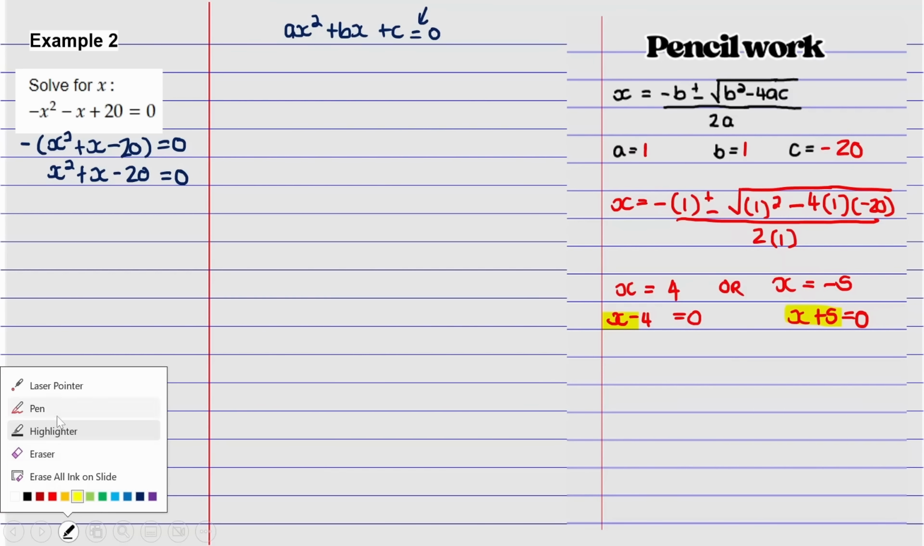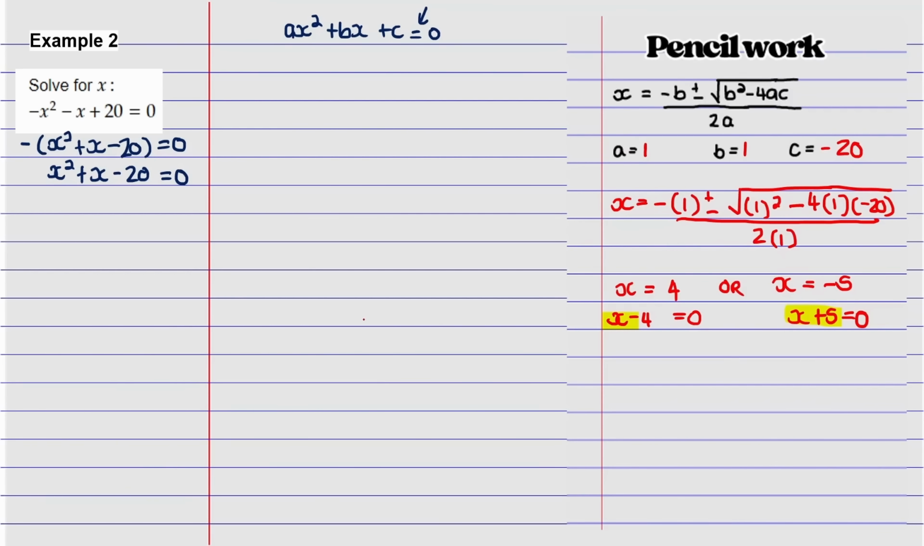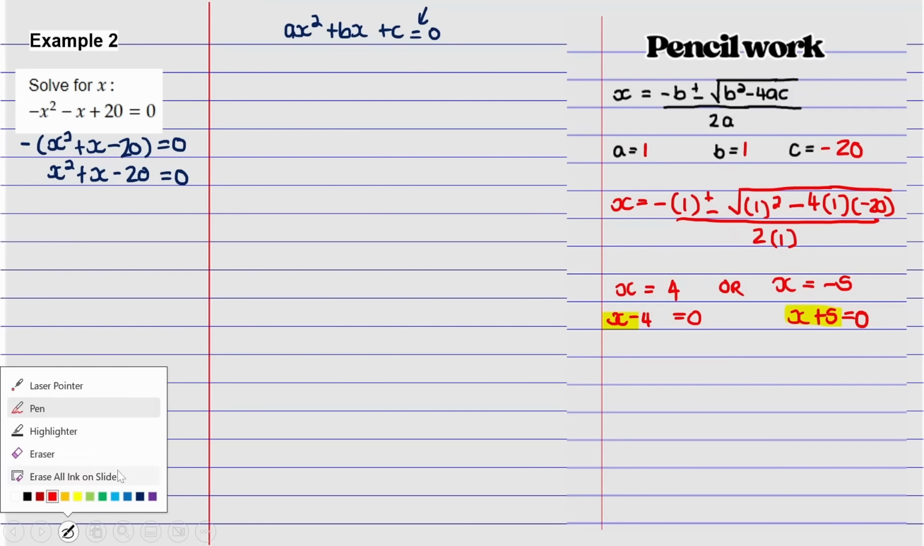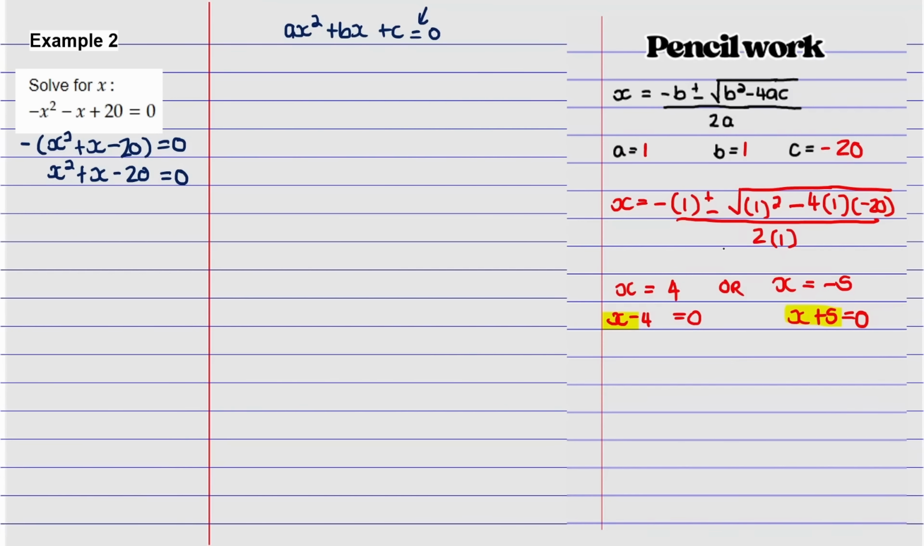So let's do that. Having them as your 2 brackets, you're going to have the following, in blue. Remember that red is the pencil work, the one that you're going to erase. So you're going to have x minus 4, and another bracket is going to be x plus 5, and this is going to be equal to 0.